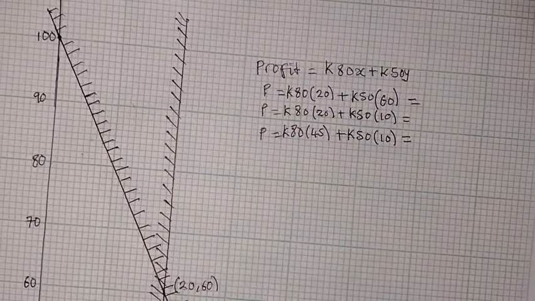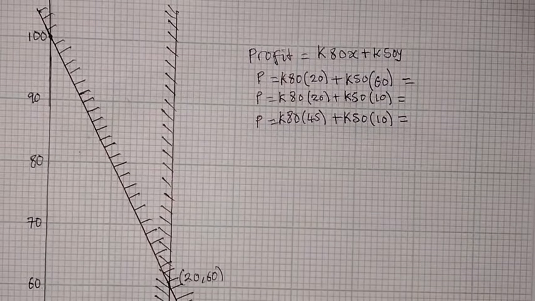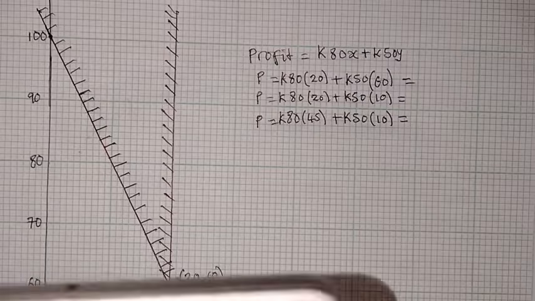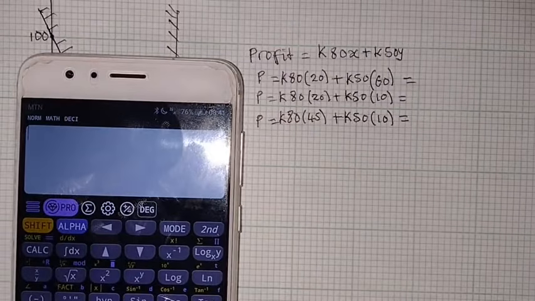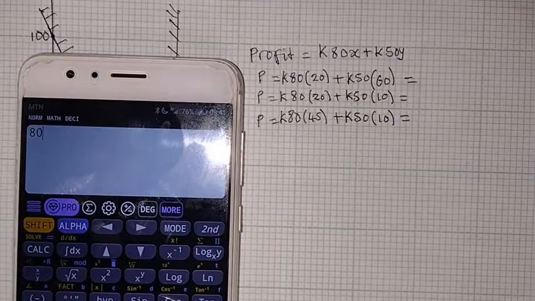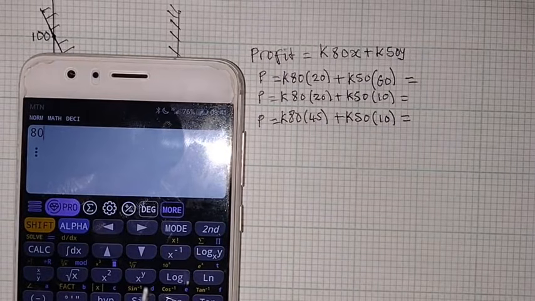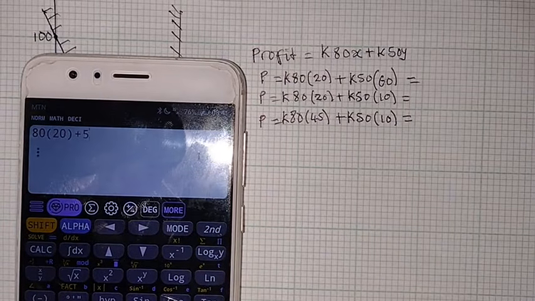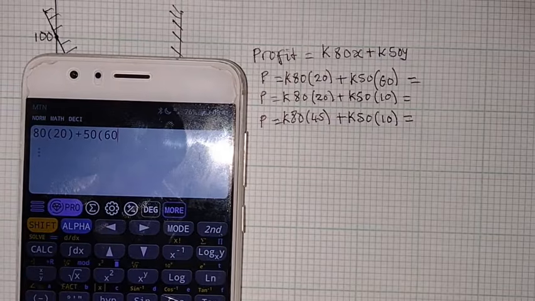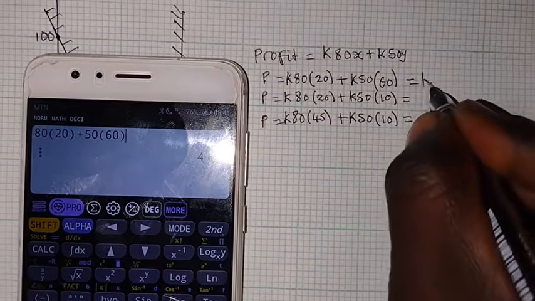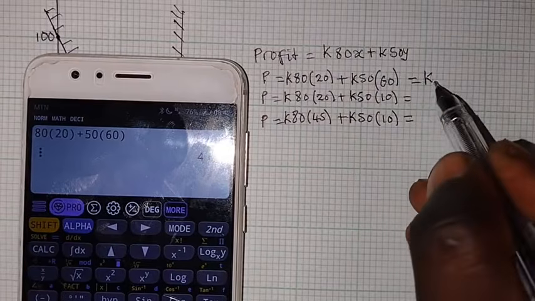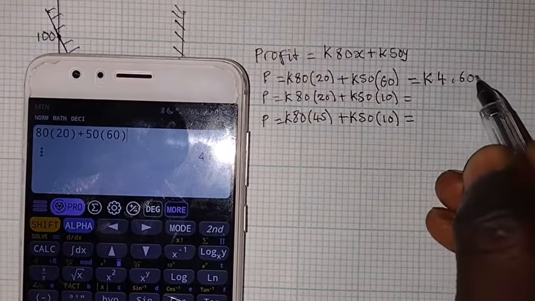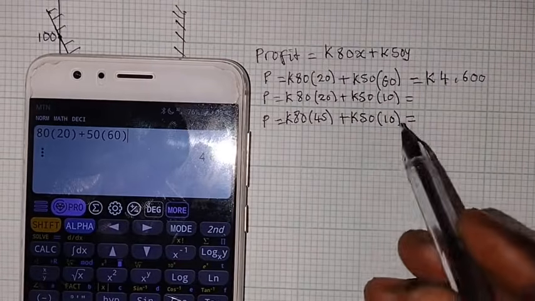So now, once you do this, what you do is just get your calculator and start punching. You see the values that you are going to get. So here is our calculator. We'll punch this first one right here, 80, open bracket, we have 20, we cross, plus 50, open bracket, 60, we cross. So this is the profit that we are getting. Okay, so we are getting 4,600.